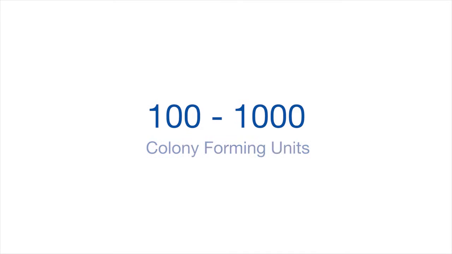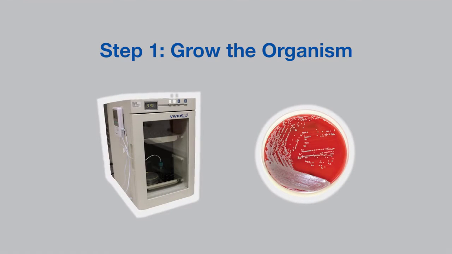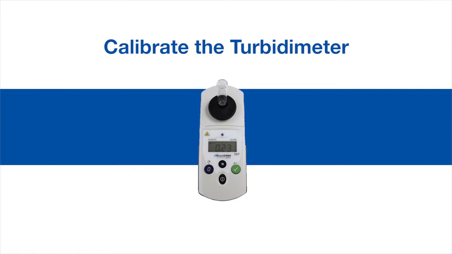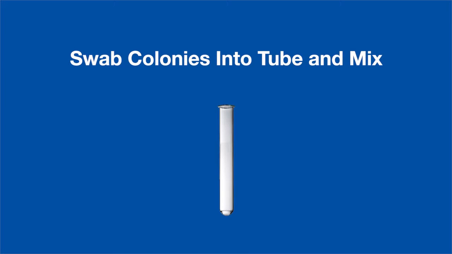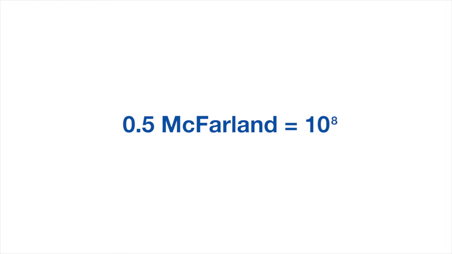For example, imagine you want to prepare a microorganism suspension that contains 100 to 1,000 colony-forming units, or CFU, per milliliter. First, grow the microorganism on an agar plate. Next, use standards to calibrate the turbidimeter. Inoculate phosphate buffer with microorganisms. The amount of turbidity in the tube should be equivalent to a 0.5 McFarland. A 0.5 McFarland is equivalent to approximately 1 × 10^8 microorganisms per milliliter.